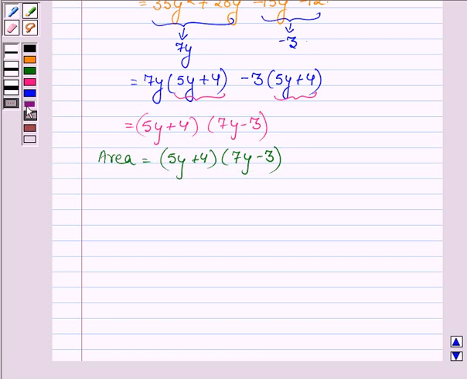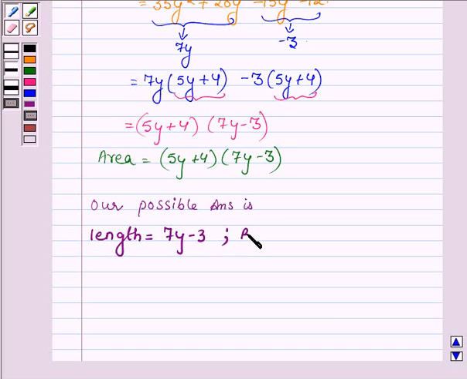So our possible answer is, length is equal to 7y minus 3 and breadth is equal to 5y plus 4. So this completes the solution.